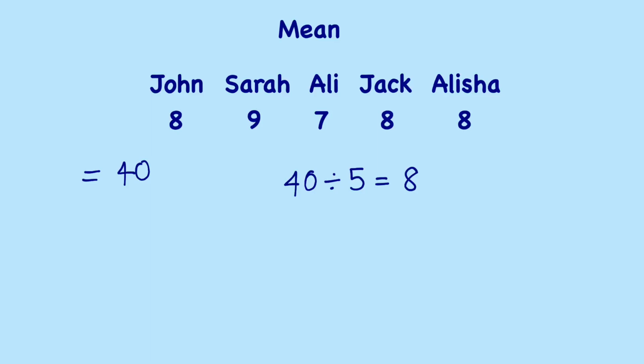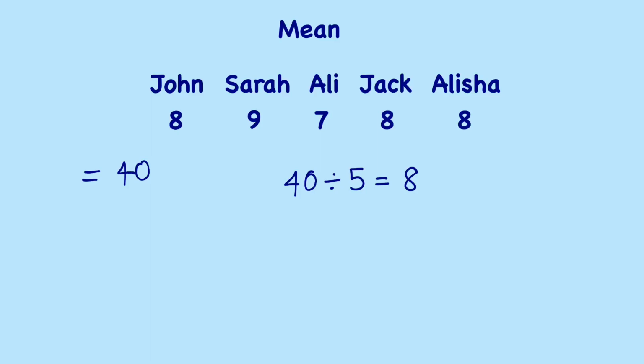So the mean average is if we shared all those numbers out, all those counters, equally, what would each person get in that group? So here we can see that because there are 5 people in the group and there were 40 counters altogether, if we shared them out equally, everybody would get 8. And we call this the mean average.